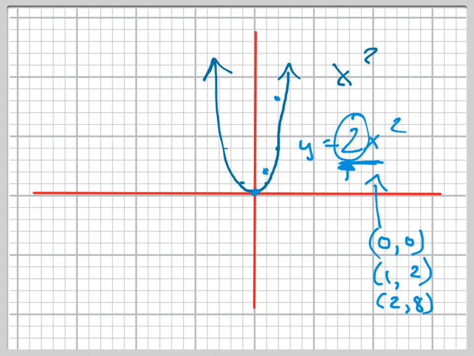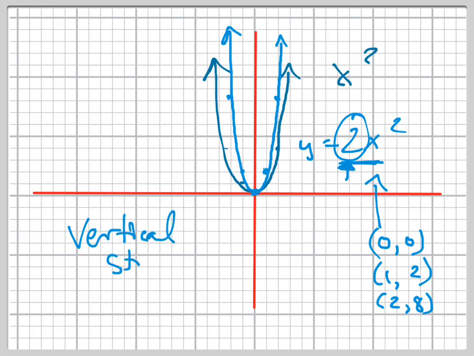So how can I describe what this graph does? The same thing's going to happen on this side. It's going to be like that. When you multiply it by 2 on the outside, you can call it a vertical stretch. That's really what they want you to say, because it's done on the outside. If it's done on the outside, you call it a vertical something.